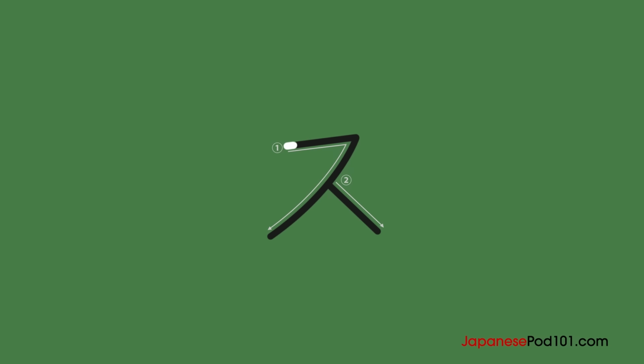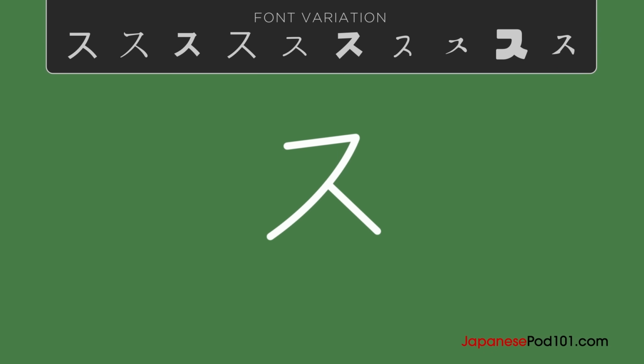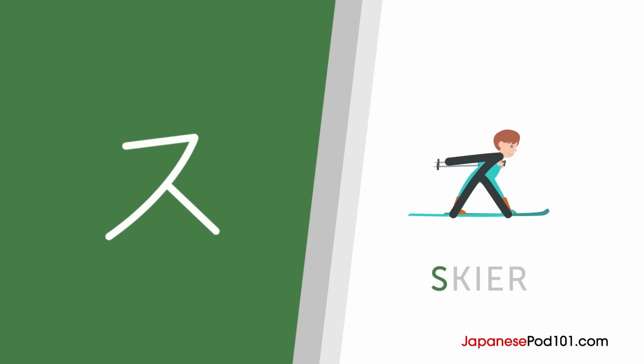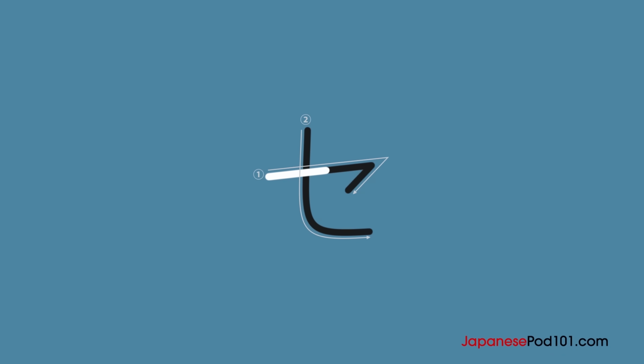The third one is the katakana su. Su. Think of this one as a person skiing. Let's add a dakuten to su as well. It now becomes zu, su, zu, su, zu. This is the katakana character se, se.